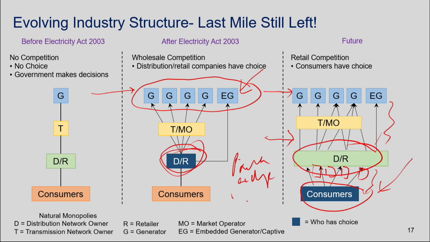Today it accounts for about 4% of total power. In an ideal situation, more and more people will want to buy power from this exchange rather than getting power through alternative means. So this is broadly the picture.